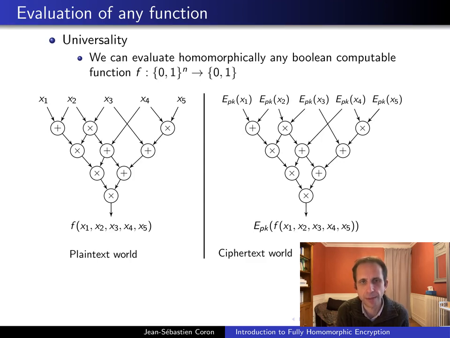On the left, we have again the plaintext world. We want to compute the output of this function, here for example a function with 5 bits as input. So we have a Boolean circuit, and at the end we obtain a single bit, the answer, which is f of x1, x2, x3, x4, x5. That's when we are working with the bits. But on the right, if we have encryptions of these bits, the encryption of x1 up to the encryption of x5, we can perform exactly the same computations, but homomorphically. So at the end, what we obtain is an encryption of the result, an encryption of f of x1 to x5. So basically, thanks to these two homomorphic operations for the sum and for the product, we can evaluate homomorphically any Boolean function.